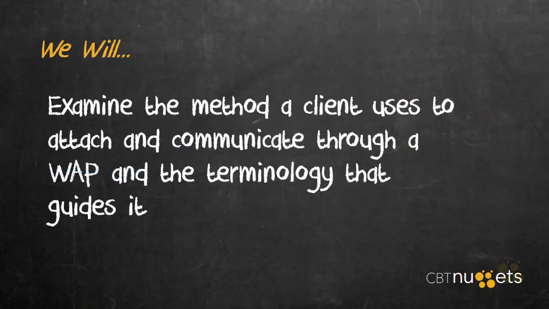By the time we're done here, we will examine the method a client uses to attach and communicate through a wireless access point and the terminology that guides it. And you might be saying, don't you mean technology? No, terminology. The technology is pretty straightforward. It's when you try to categorize it and put it in all its little phases that there are some terms I have to remember. So this is really going to be associating what we know happens, and we'll learn a little bit of the technology, when a client attaches to a wireless access point, with the terminology and the categories that are used to describe that as well.